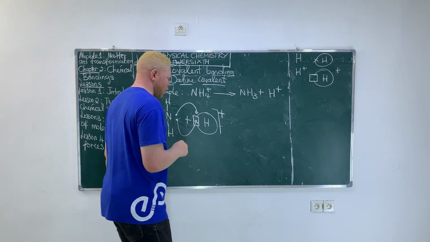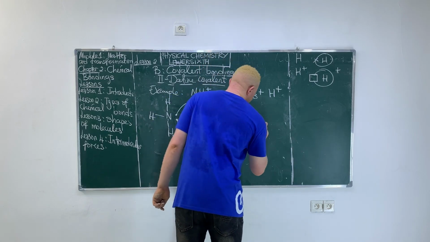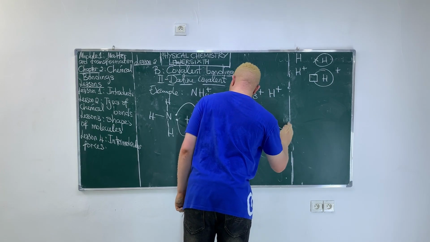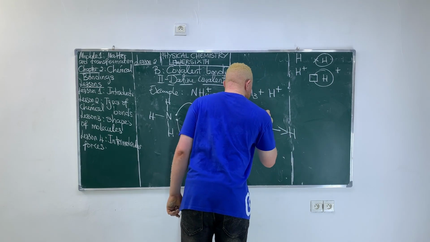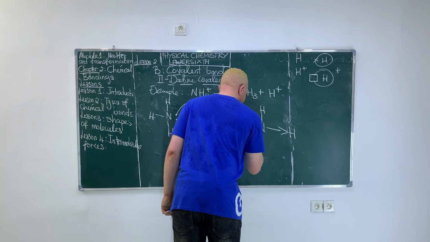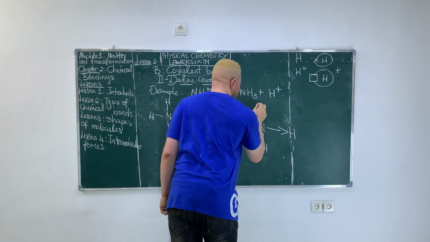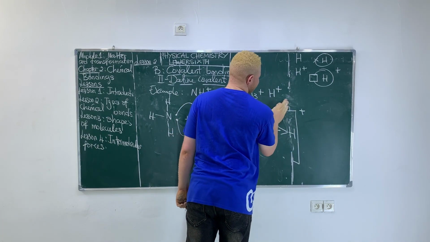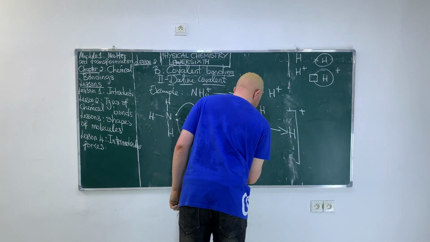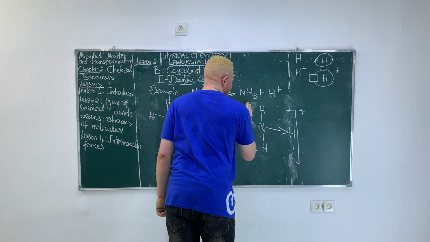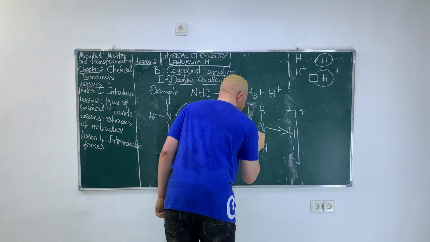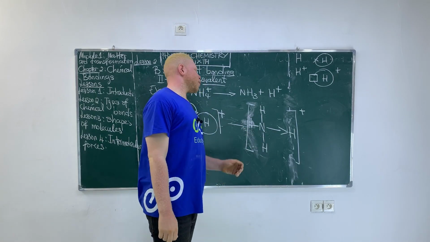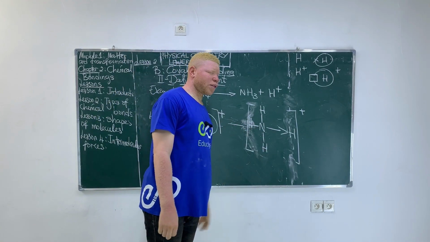At the end of the day now, we're going to have a dative covalent bond. So having N giving its electrons to H, H, H, H plus. Let's say we can have this. At the end of the day, we'll see that there's a dative covalent bond, the dative covalent bond between nitrogen and hydrogen.